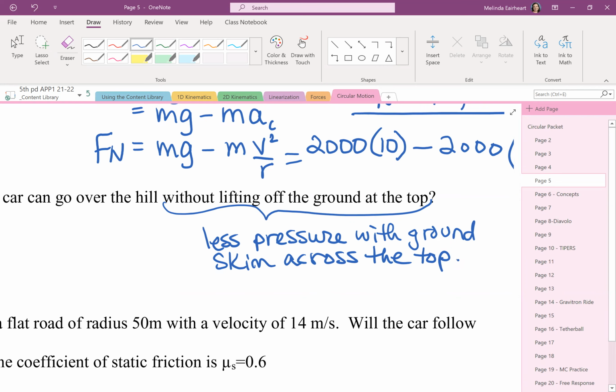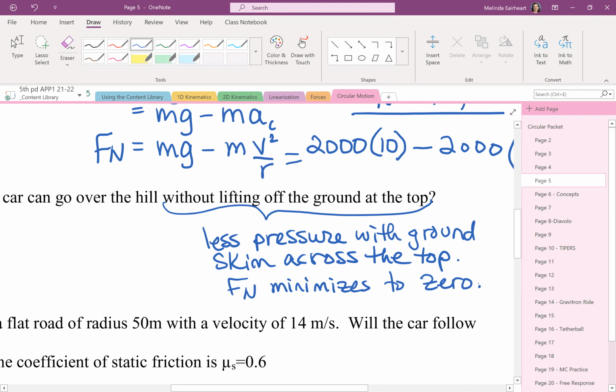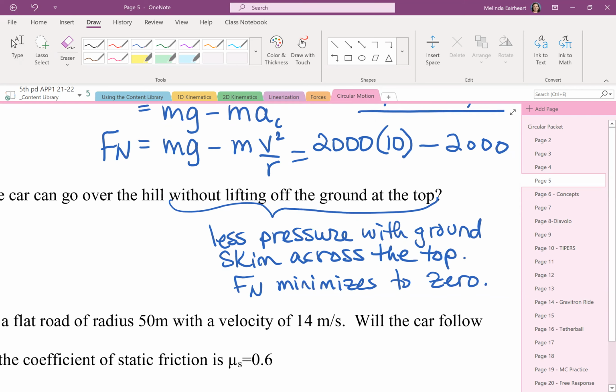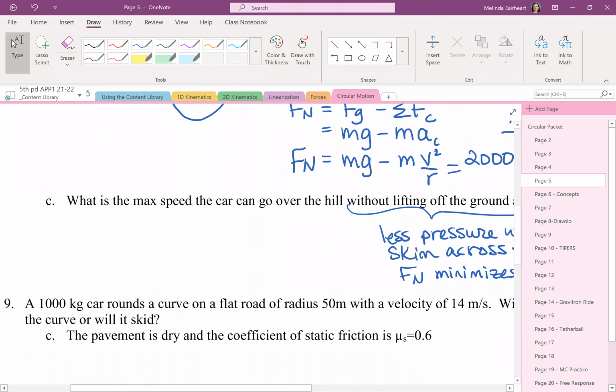And so if you have less pressure with the ground, you're going to have normal force minimizing to zero. So it's similar to the ball on a string. Your tension minimizes to zero at the top. Here, your normal force is minimizing to zero at the top. But instead of an upside down minimum speed, it's a right side up maximum speed. Good deal? So we're still going to use the top Fnet C, and it would still be Fg minus Fn.